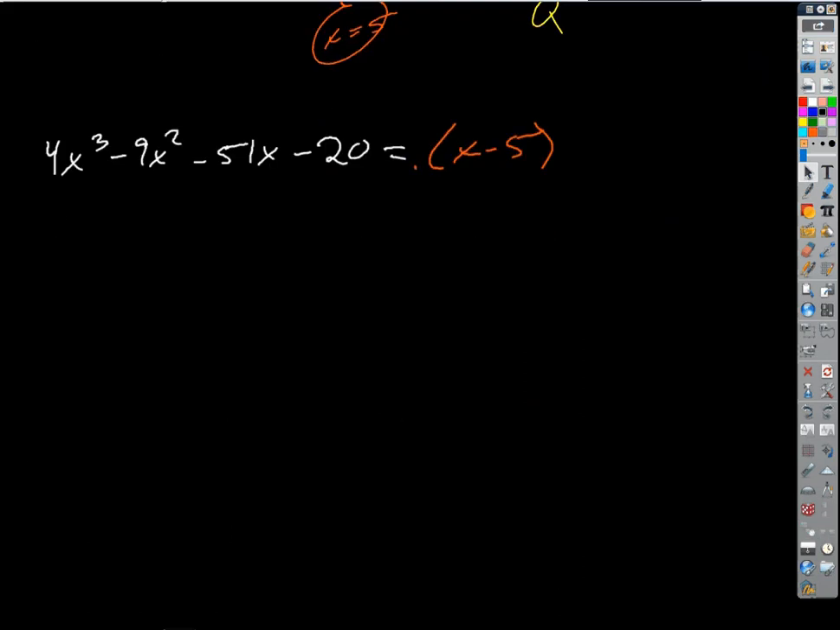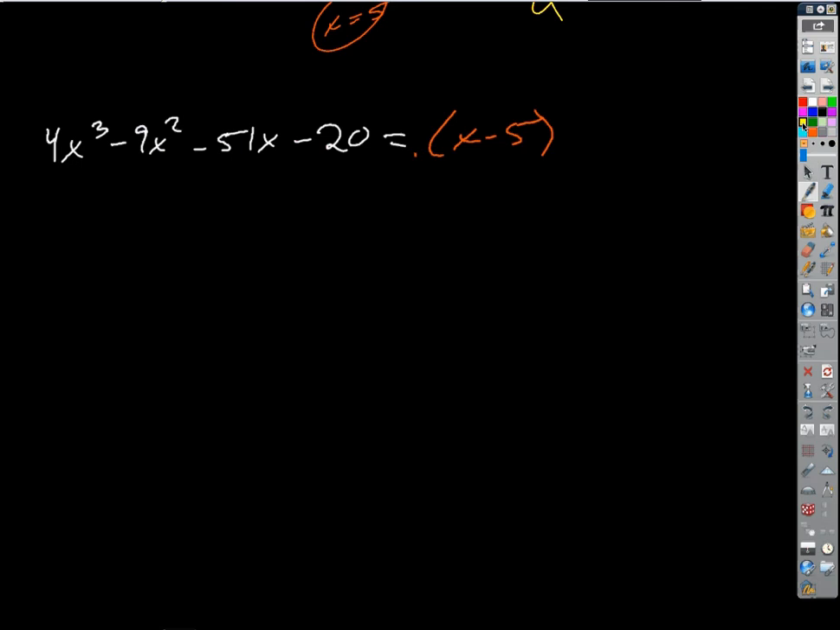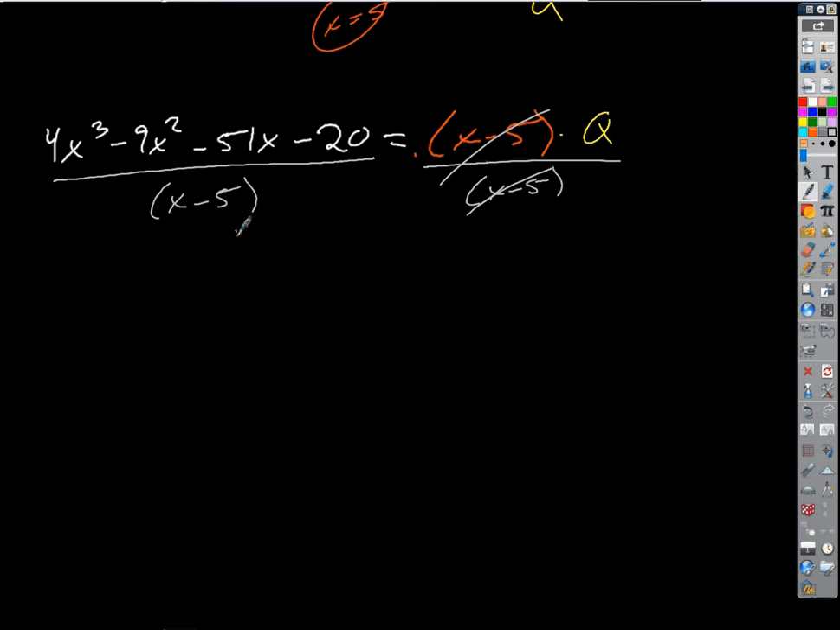Okay, so if I want to find out what q is, like we just said, we're going to divide each side of this thing through by x minus 5, right? That's a division problem that I can do using synthetic division, right?